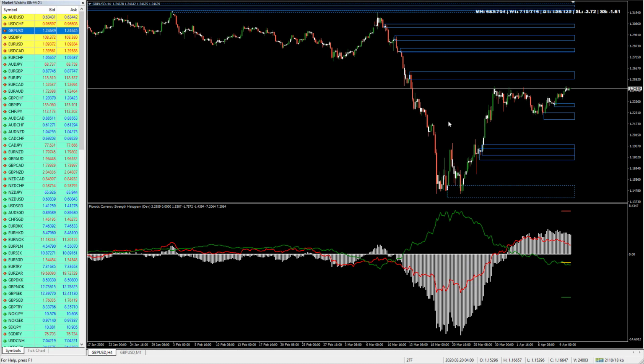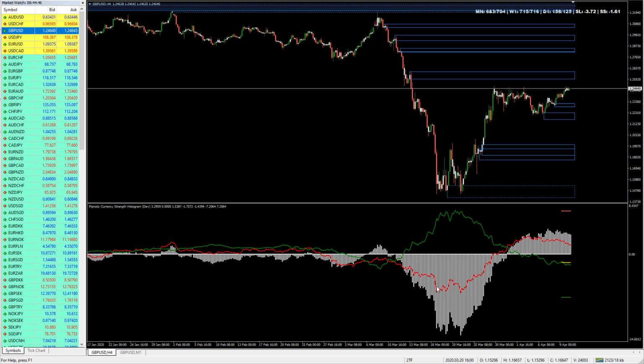Symposium for the 10th of April 2020. Today we are going to have a look at some analysis. We'll do a top-down analysis on a couple of pairs. But before we do anything, I just want to show you the coming update for the currency strength histogram. It's a real remarkable tool, and I think it's something that you'll all really enjoy.